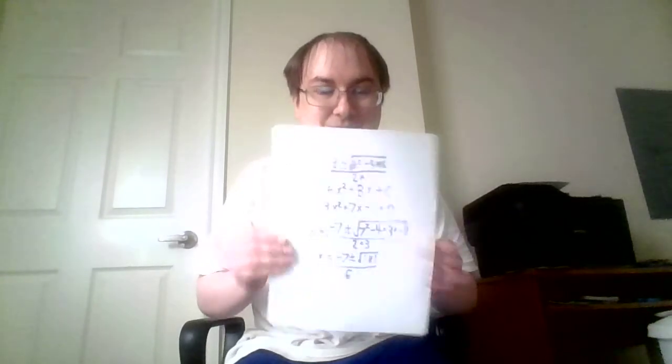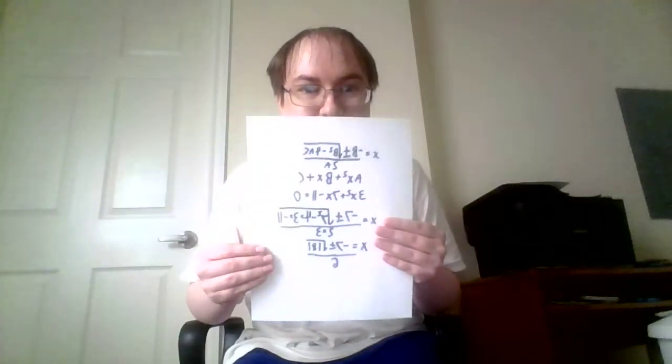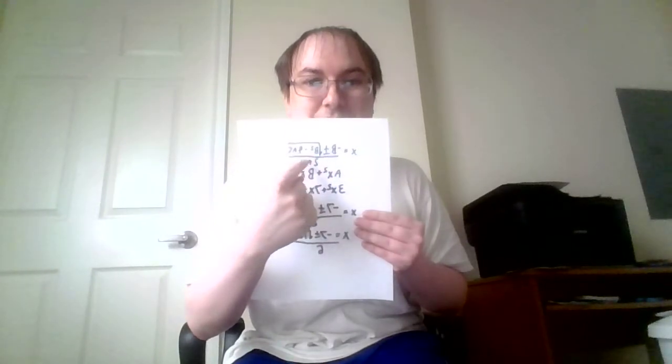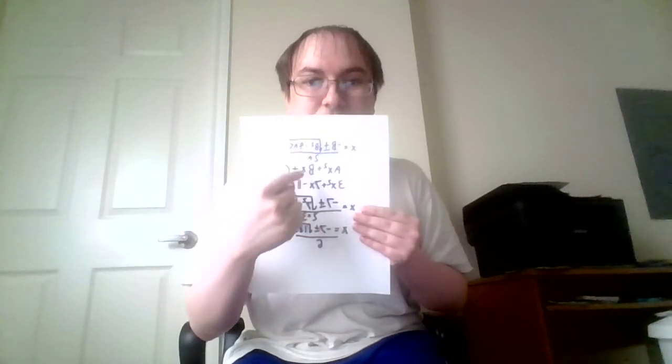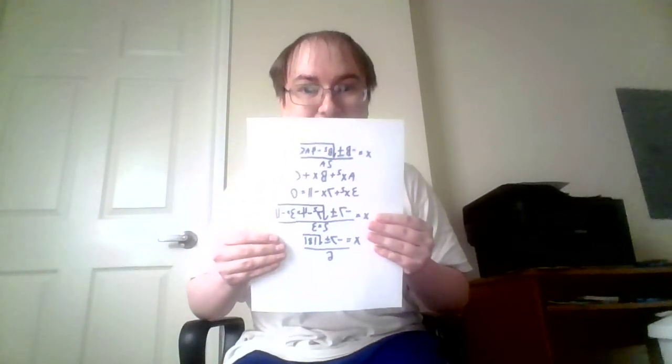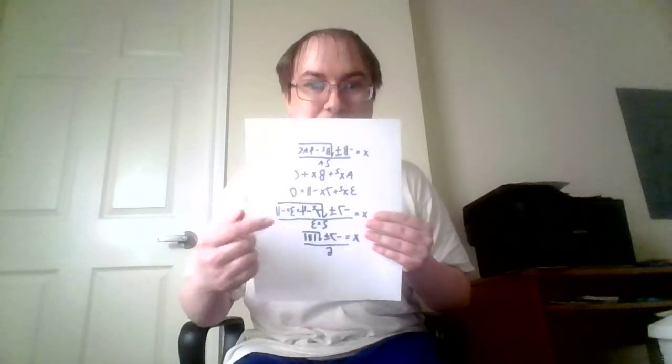When factoring can't be used on the quadratic equation, you use the quadratic formula. The quadratic formula is negative b plus or minus the square root of b squared minus 4 times a times c, all divided by 2 times a. A, b, and c are the coefficients of the quadratic equation ax squared plus bx plus c.